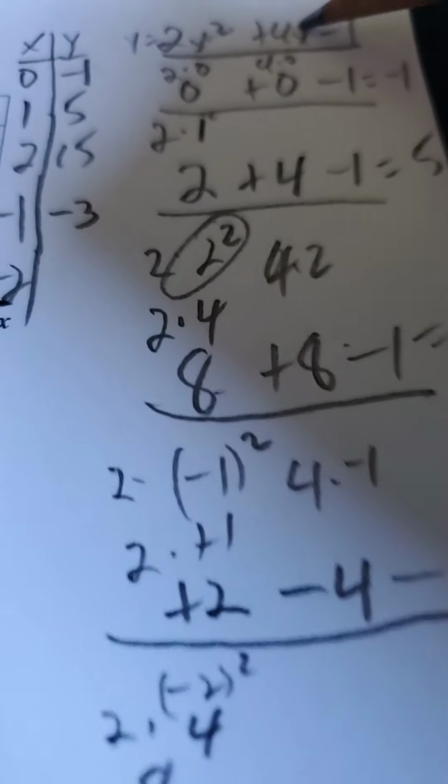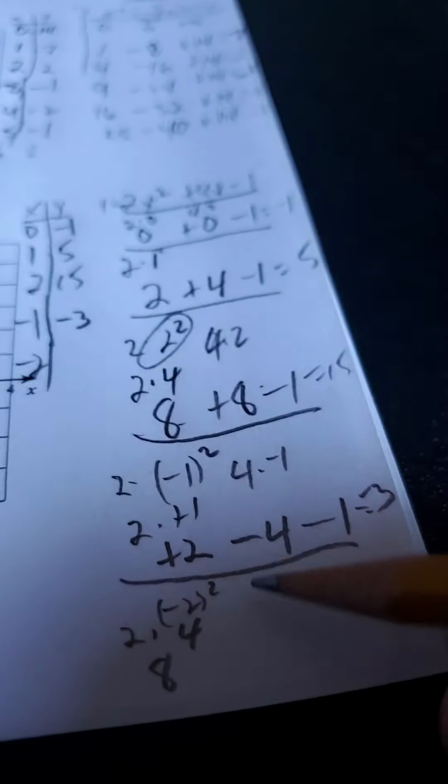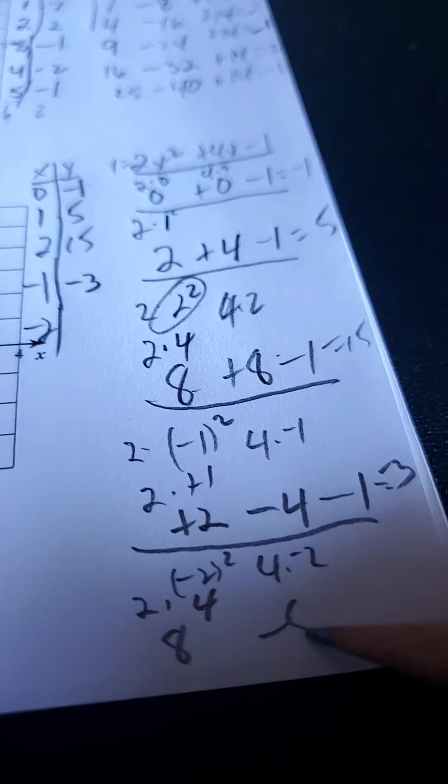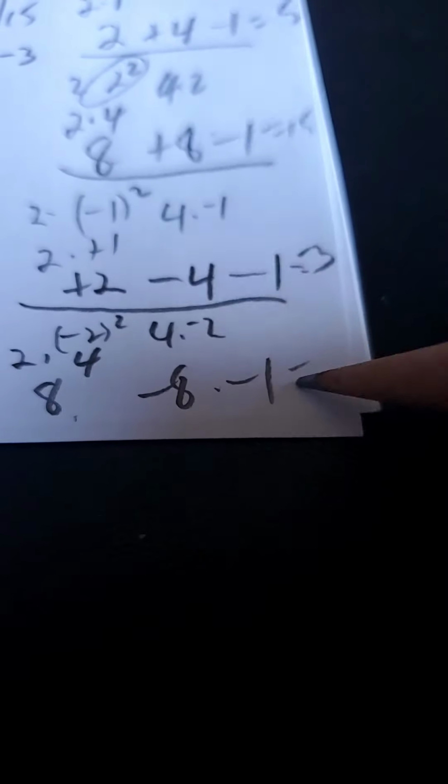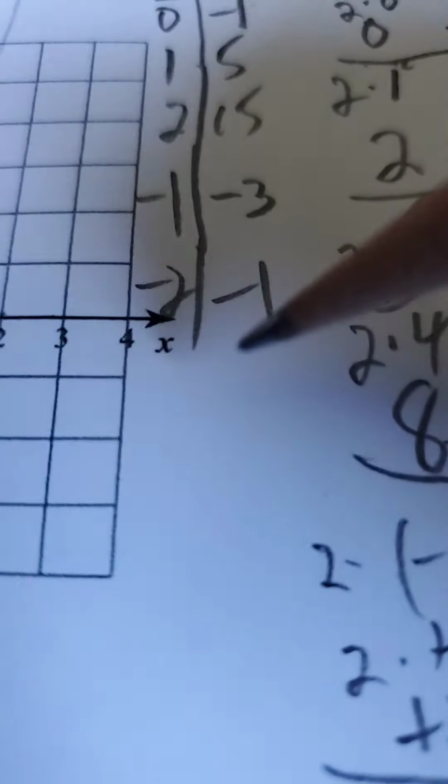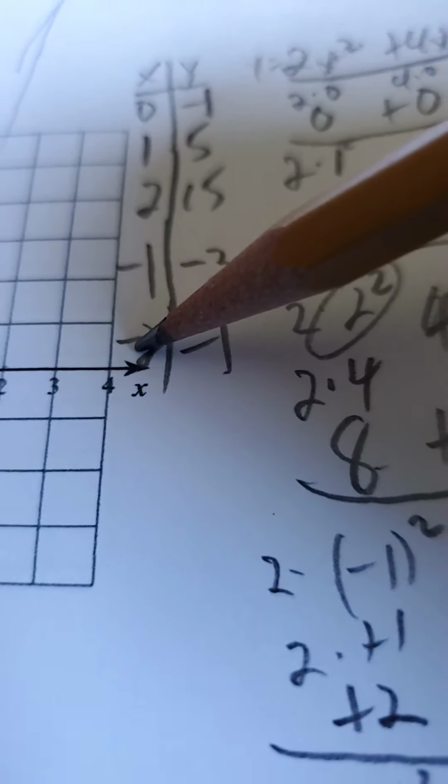Plug in negative 2 for x. And that's 4 times negative 2, which is negative 8. Minus 1. 8 minus 8 is 0, and that is negative 1. So if you don't get negative 1 when you plug in negative 2, then you're making a math error. And I now plot that, and it's right there.